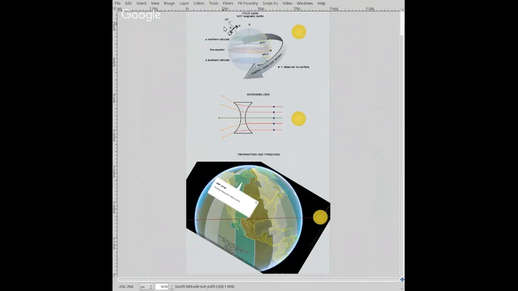You still have the same tilt. The tilt is always the same. Which end is pointing toward the sun changes, but the sun is going to move across like this, okay? At the equinox, it's going to be right here.